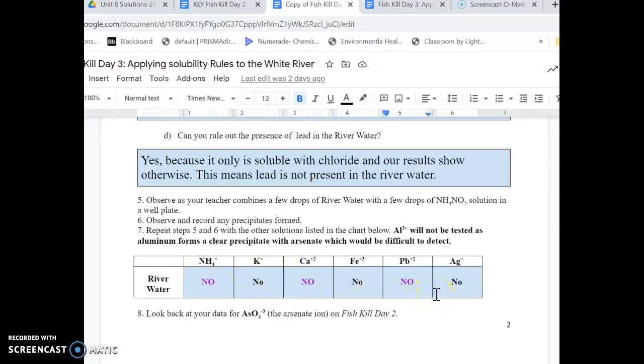Would that match arsenate? So think back how we did with lead, how we did with aluminum. If it matches, we can't rule it out. If it does not match, then we can rule it out, and then tell me in complete sentences why it does not match.